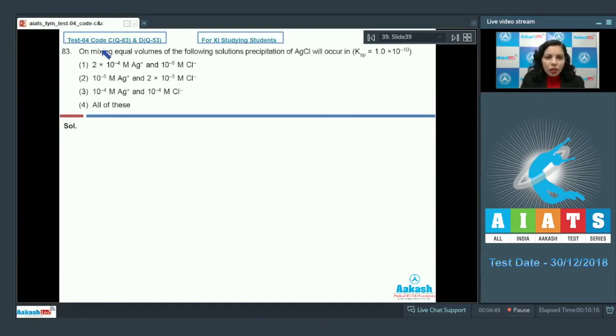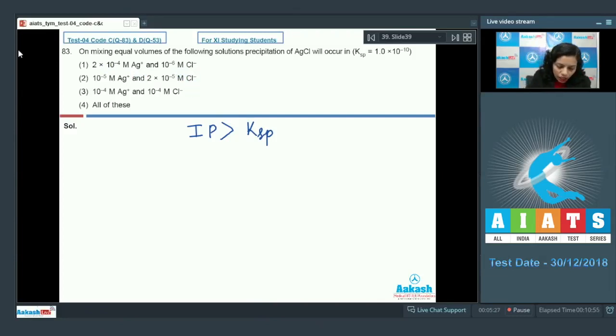Question number 83. On mixing equal volumes of the following solutions, precipitation of AgCl will occur in. The Ksp value is also given, and we should always know that whenever we talk about precipitation, it occurs when the ionic product is more than the solubility product, that's the Ksp value. Now we have to just find this. In the first case, we have 2 into 10 to the power minus 4 molar Ag positive ions in the first option, and 10 to the power minus 6 molar Cl negative ion.